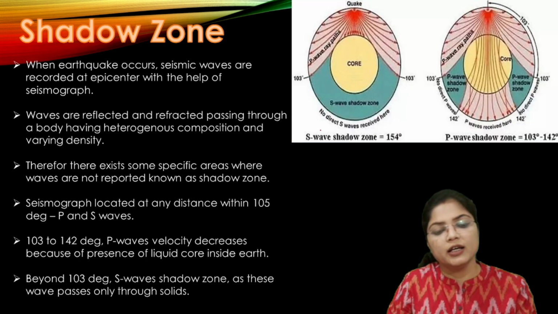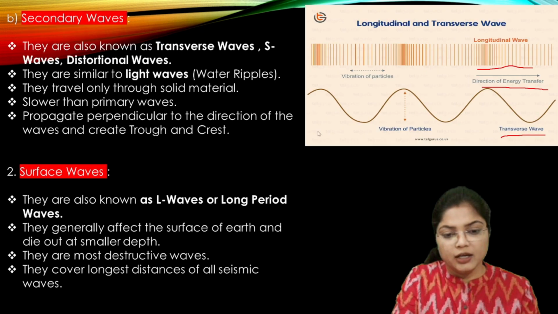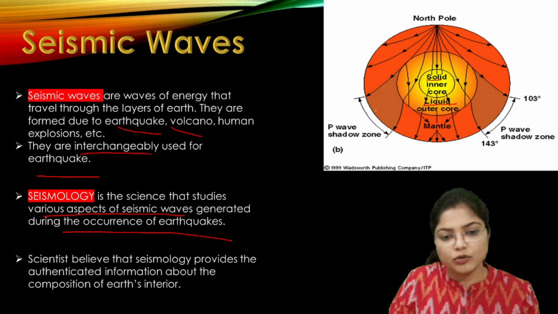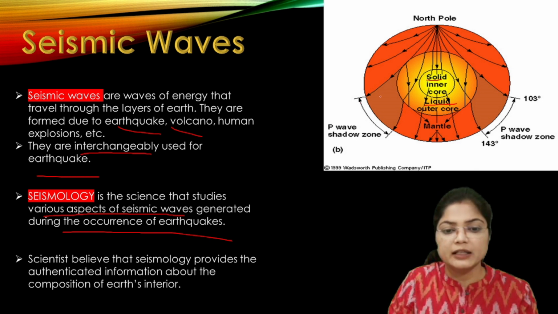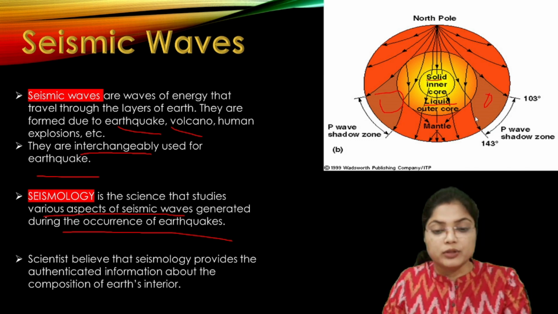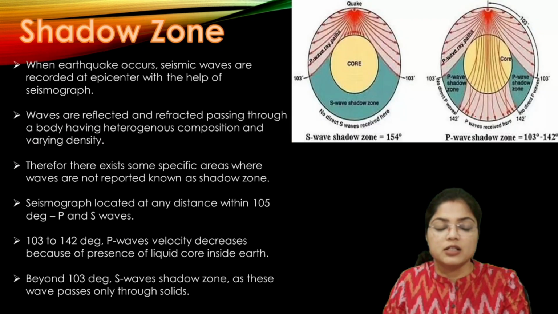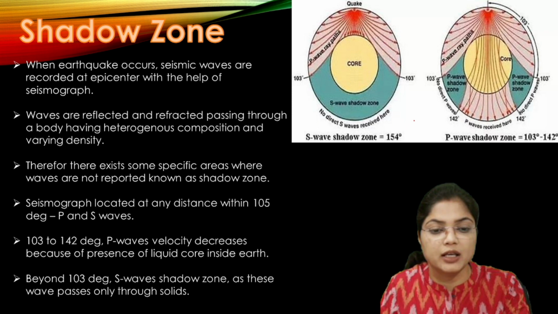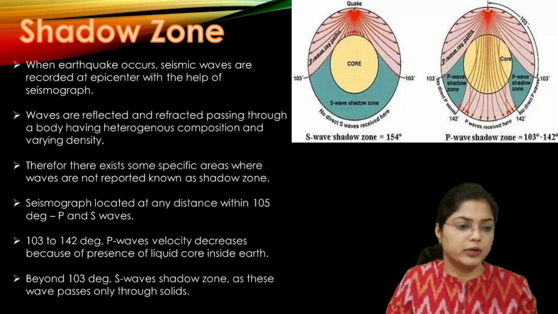Okay, now here comes the shadow zone. Earlier I have shown you this diagram, that there is nothing over here. There is curve, there is refraction, there are waves coming over here, but there is nothing over here. So this area is known as shadow zone, and now we are going to study why this is shadow zone area and what is shadow zone area.